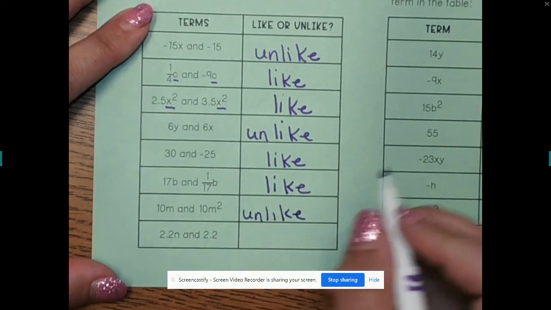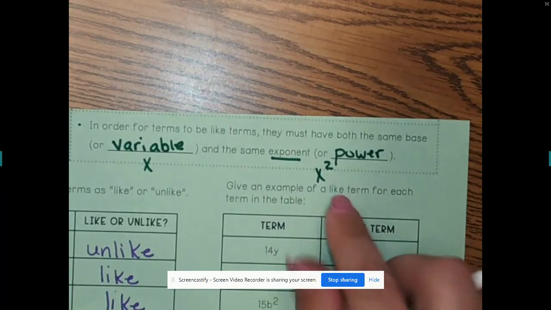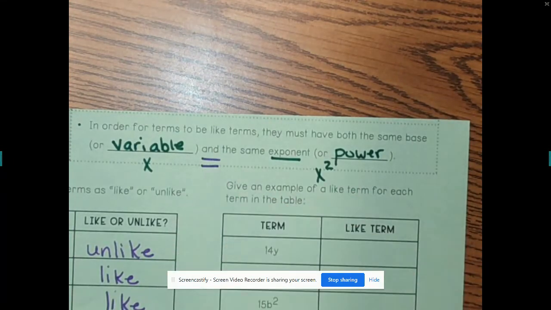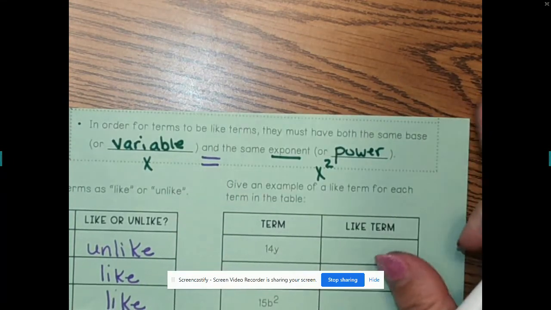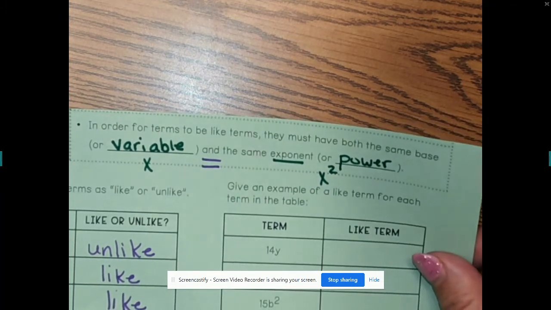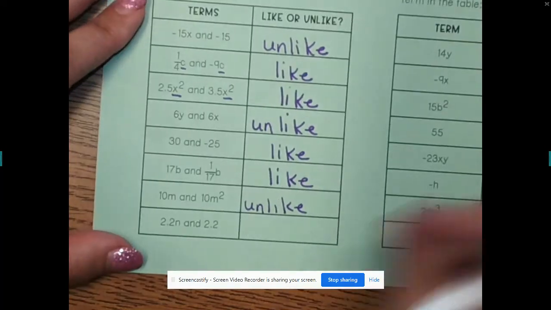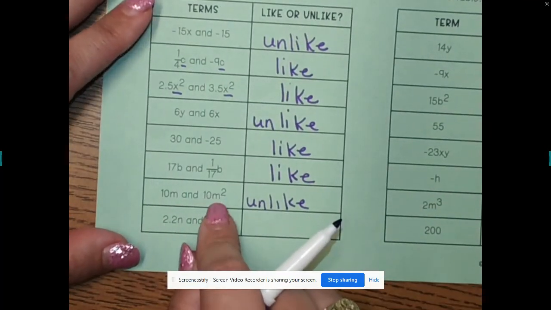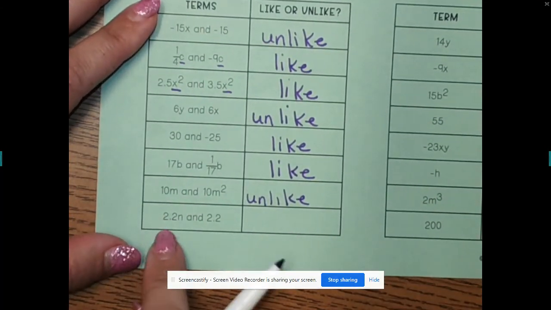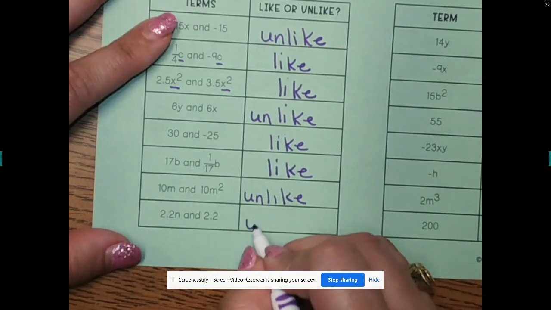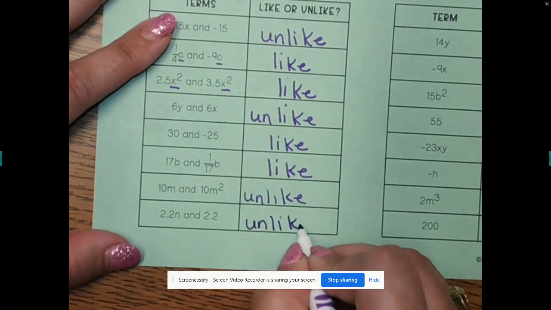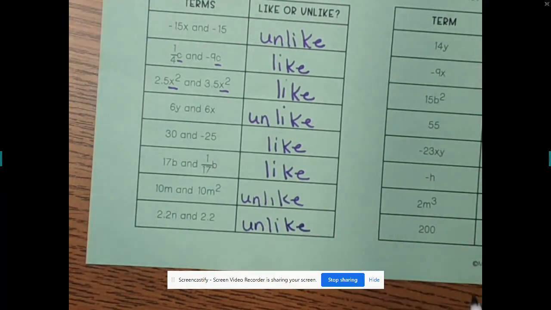But do they have to have the same power? They have to have the same base or variable, and the same exponent. So this is m and this is m squared. What about 2.2n and 2.2? Because there's no n, I can only combine things that are alike.